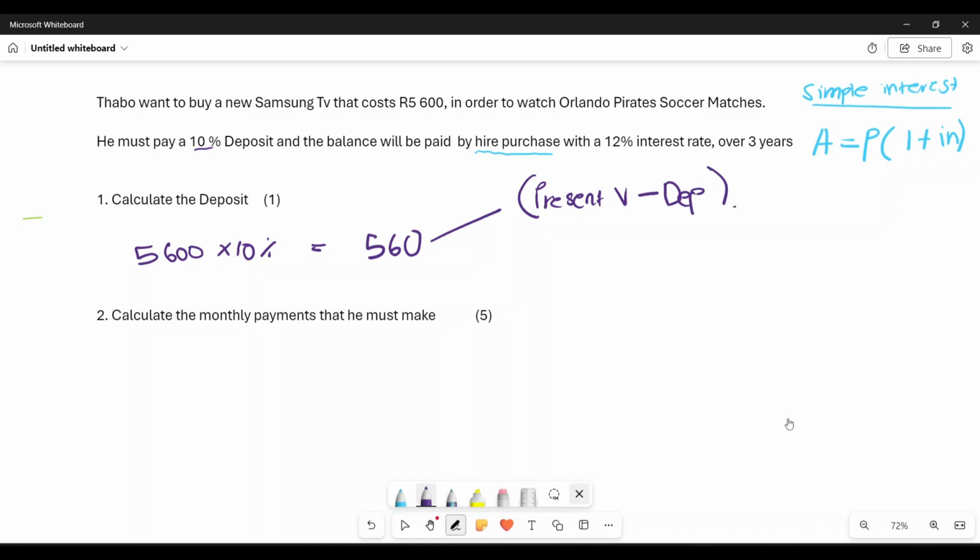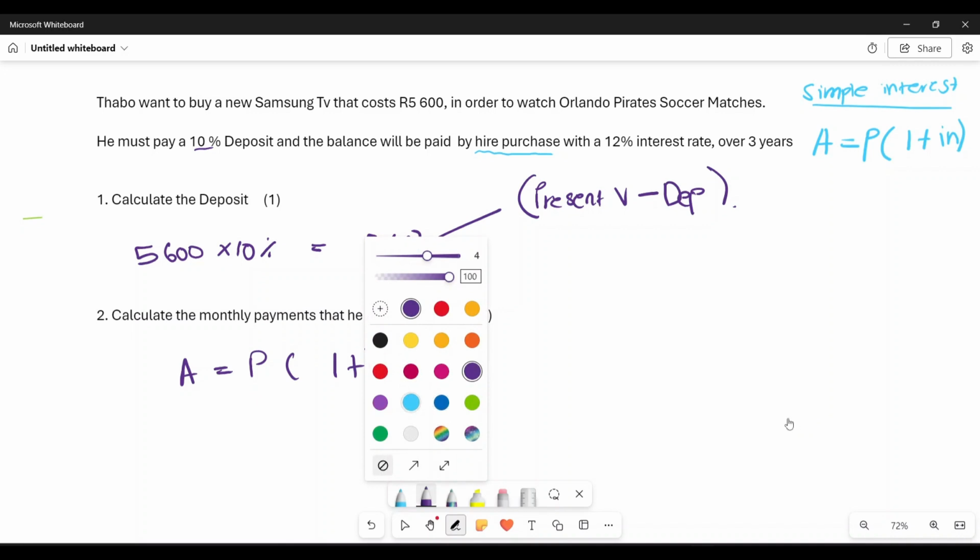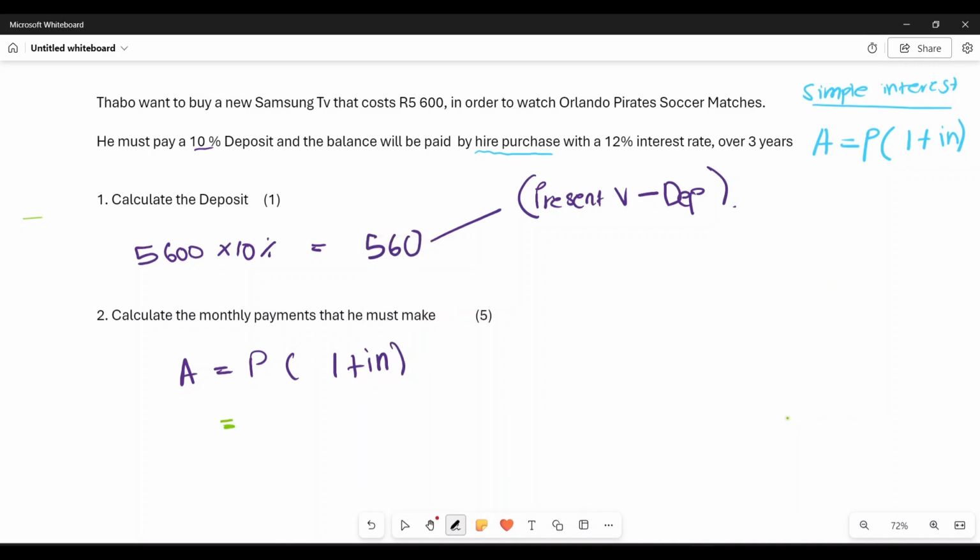Now, let us calculate the monthly payments this person needs to make. I'm going to make use of my simple interest formula: A is equal to P times (1 plus i multiplied by n). Now, substituting. P, the value of the TV, will be our present value. The amount that this person needs to pay, because remember, he would pay by hire purchase, meaning that it's a loan, would be our A, which is our future value. So P would be the value of the TV, which is 5,600, and remember, on your value of P you need to always subtract your deposit. In this case, our deposit is 560.